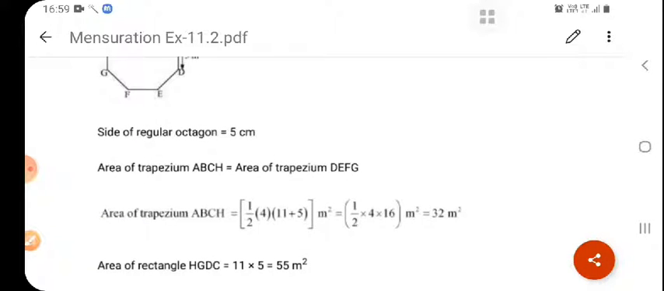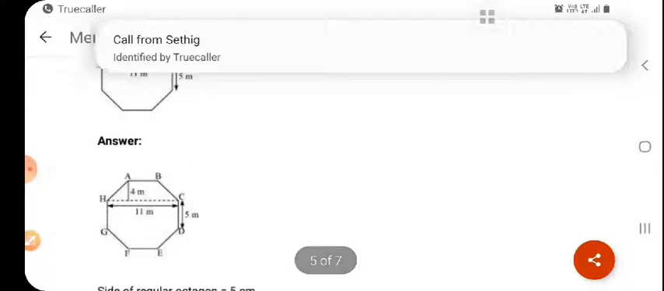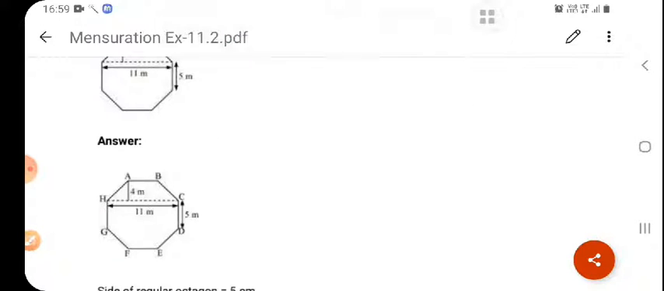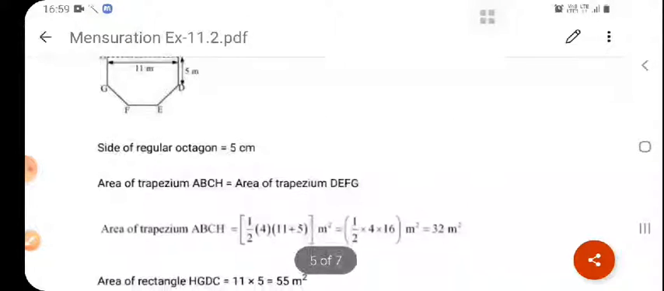The side of the regular octagon is 5 meter. So here 5 meter is given. So we'll first calculate the area of the trapezium.